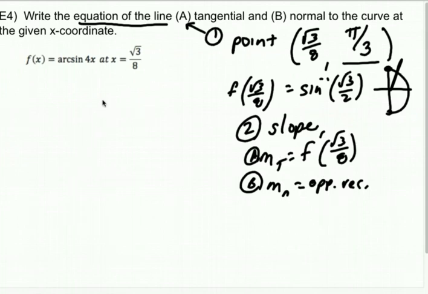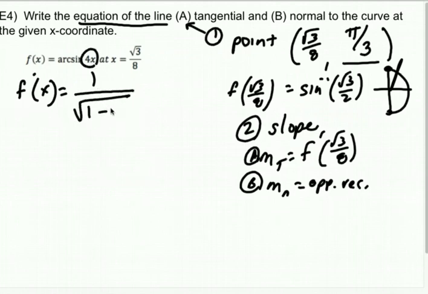So let's go ahead and find my f prime. So f prime should be 1 over the square root of 1 minus whatever's inside the arc sine, which in this case is a 4x quantity squared. So that's going to be 16x squared. And then I'm going to times by the derivative of the 4x.